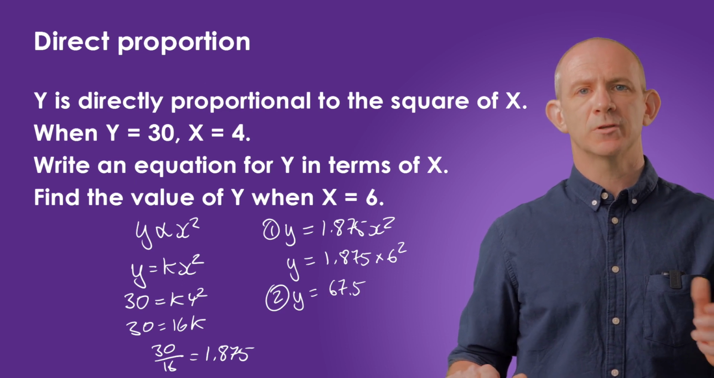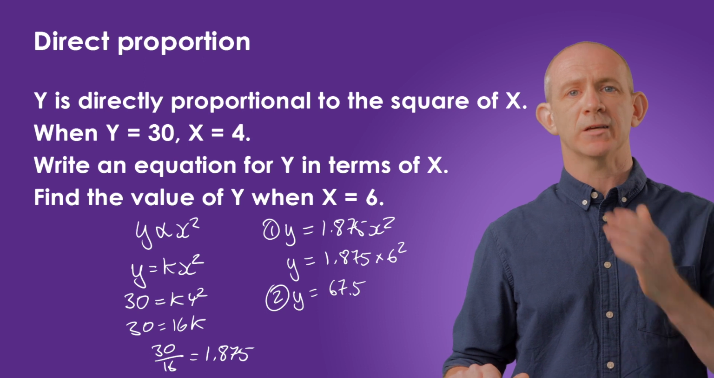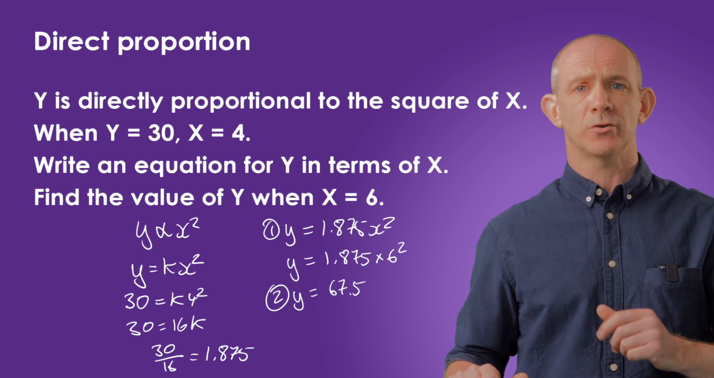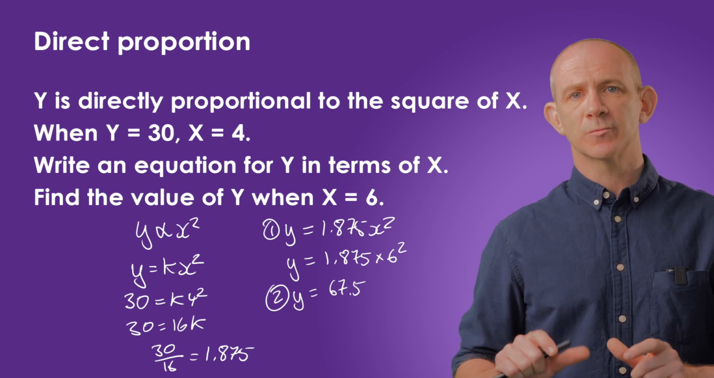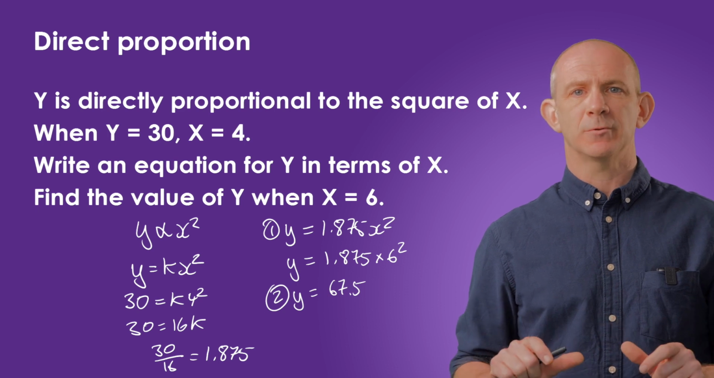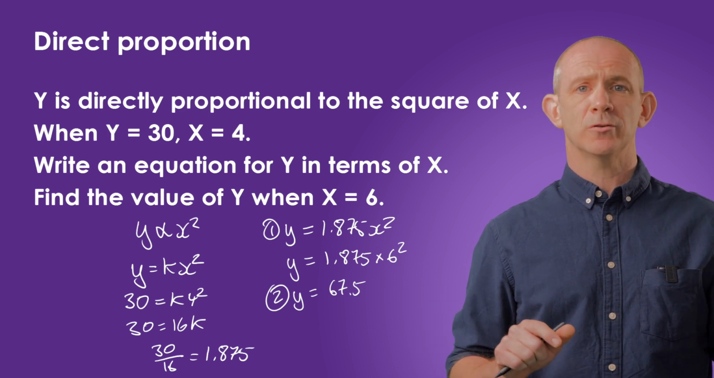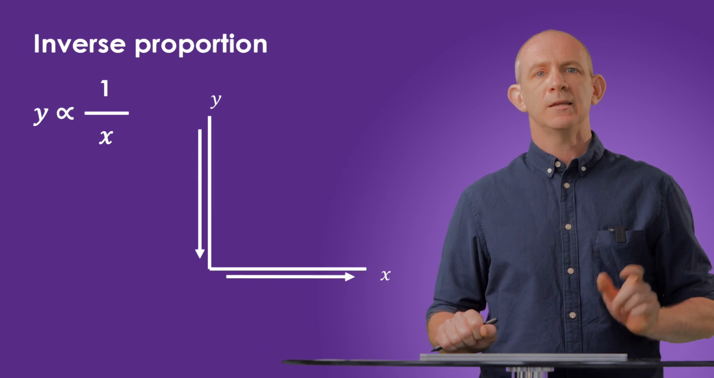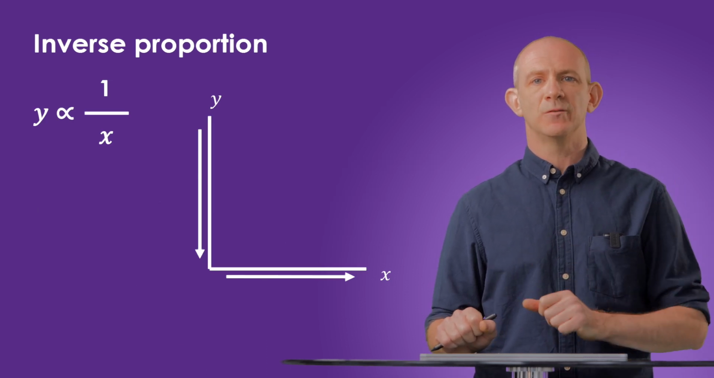In both of these problems, there was a direct proportionality, meaning as one variable increases, so does the other. In an inverse proportionality, the opposite happens. As one variable gets larger, the other gets smaller. Let's have a look at what happens when it's an inverse proportion.